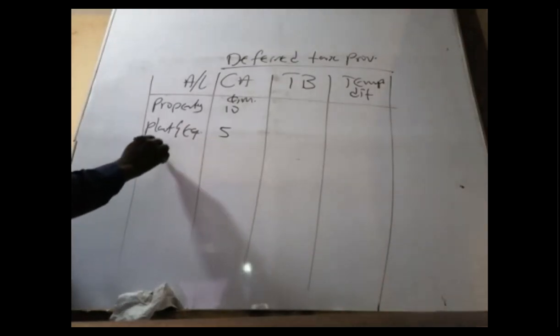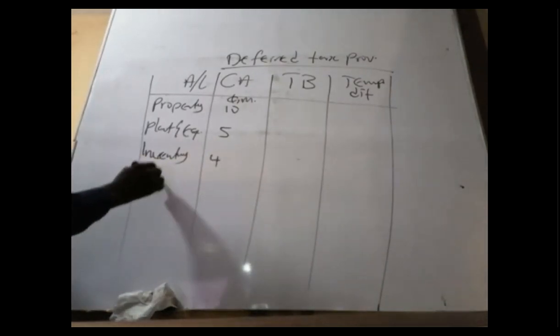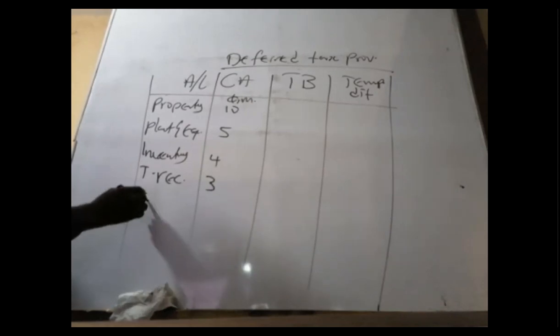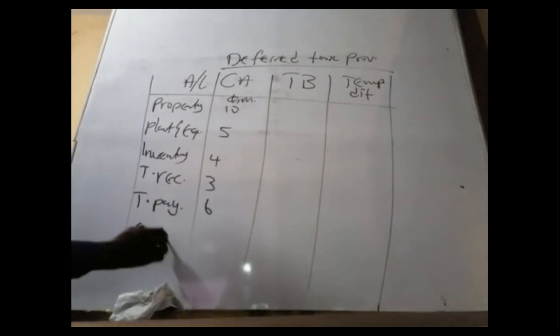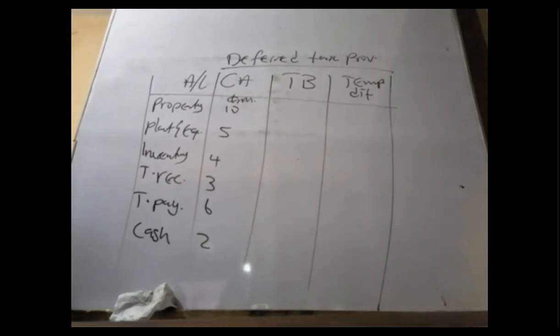Then let's move on to inventory. Inventory happens to be what? The carrying amount is 4 million. Then from there, trade receivable also happens to be 3 million. From there, we go to trade payable. This one is coming directly from the question. Trade payable also happens to be 6 million. Cash also happens to be 2 million.